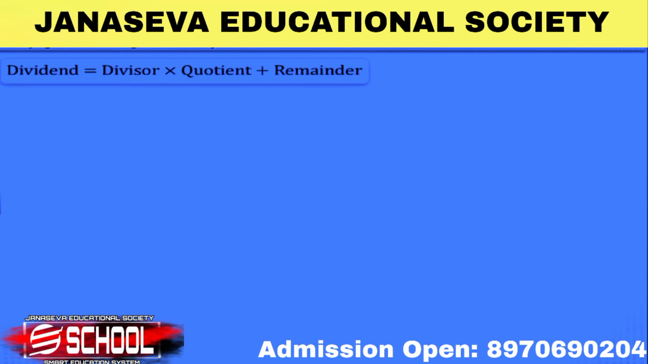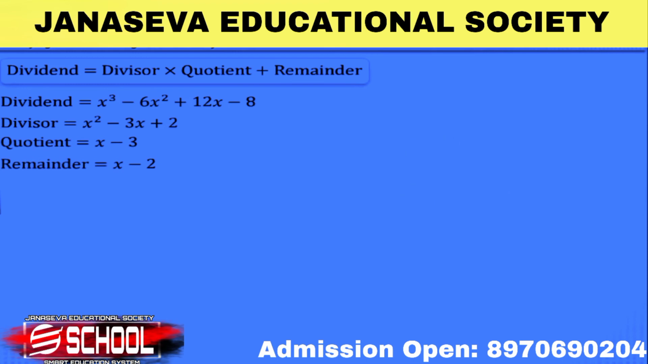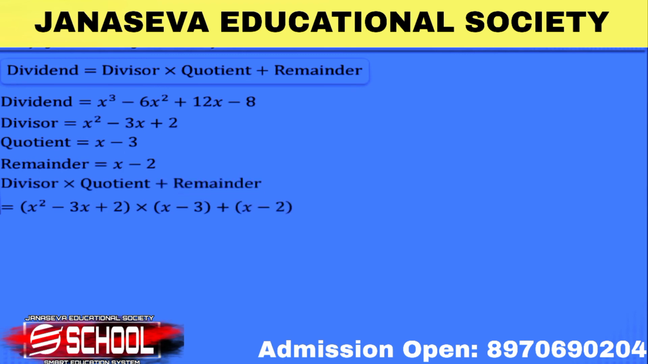Let's now verify the division algorithm for the polynomial division just performed. Here you have divided x cubed minus 6x squared plus 12x minus 8 by x squared minus 3x plus 2. On performing the division, the quotient is x minus 3, and the remainder is x minus 2. Now, we'll substitute the values of the divisor, the quotient and the remainder in the algorithm.